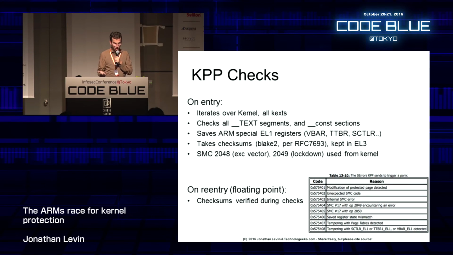Now, what are the KPP checks that we see? There's a bunch of codes. We already talked about the 402, which is the unexpected code. The main one that we see is the 401, and this is the modification of a protected page. The way it works is that initially, when you go into the main entry point, even before the actual kernel gets executed, we have code that runs and hashes all the R-X pages, which are the read and execute pages. That is to say, the kernel text.